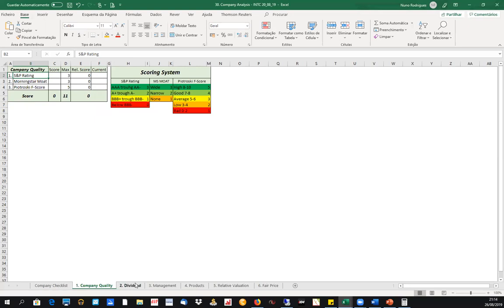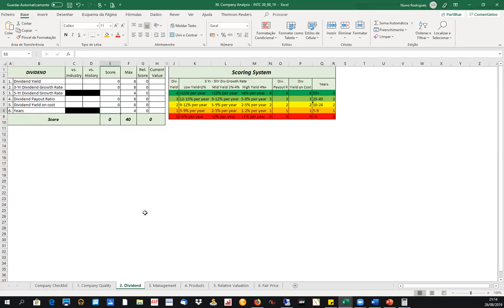Then we'll take a look at the dividend. So what is the current dividend yield? What has been the past 3 and 5 years dividend growth rate, the dividend payout ratio, dividend yield on cost, and for how long has the company been paying dividends? So these give us a really good view about the company's dividend policy.